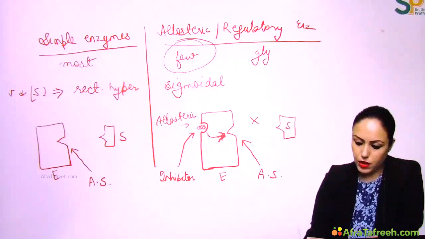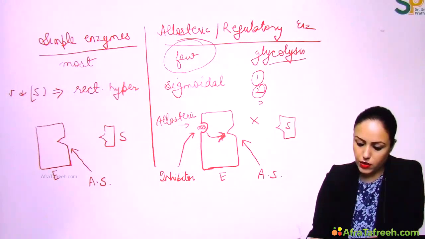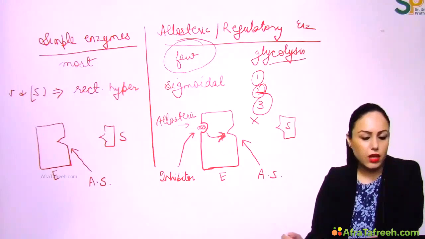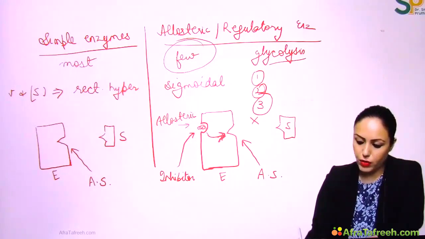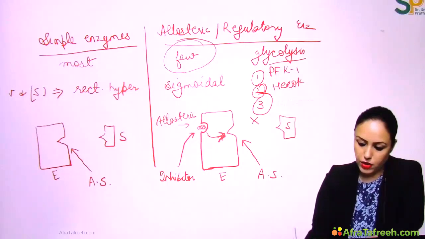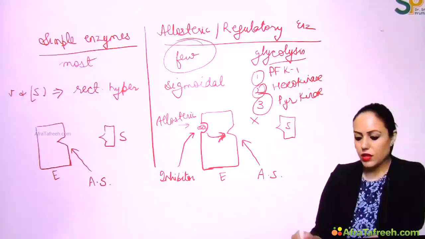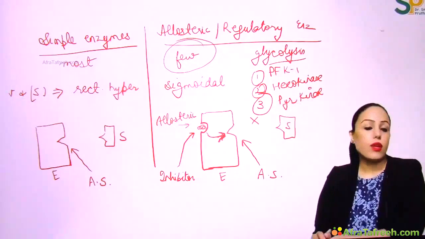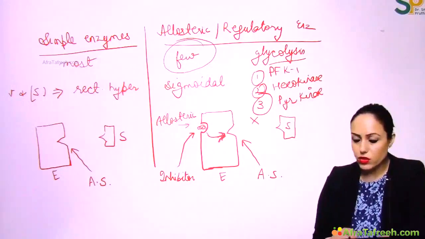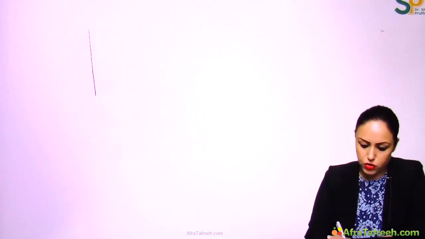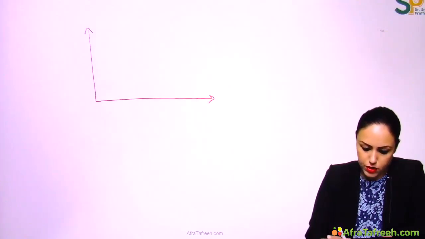For example, in case of glycolysis, there are 3 regulatory enzymes. I've told you that in glycolysis topic. These enzymes are PFK1, hexokinase, and pyruvate kinase. These are the 3 regulatory enzymes of glycolysis. Now let's see the sigmoidal graph of allosteric enzymes on this next page.